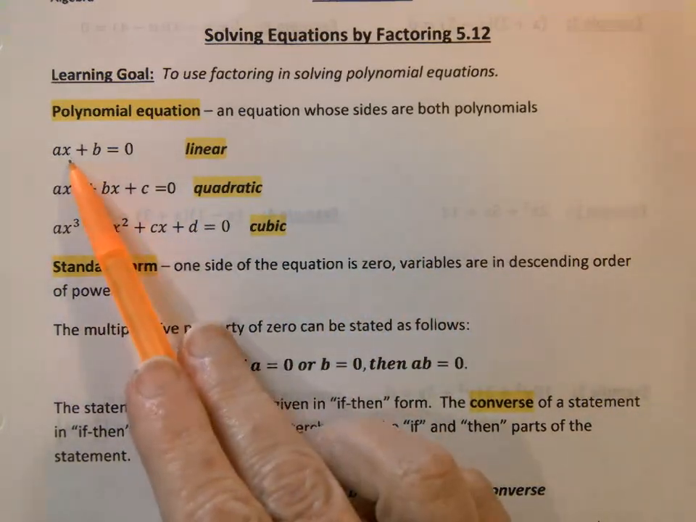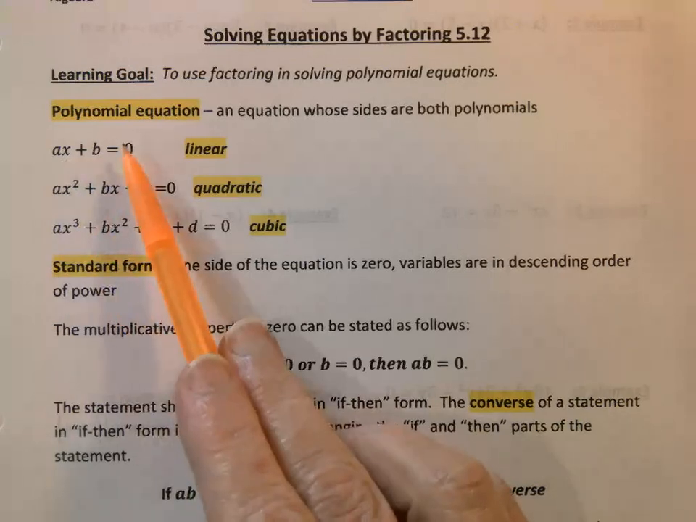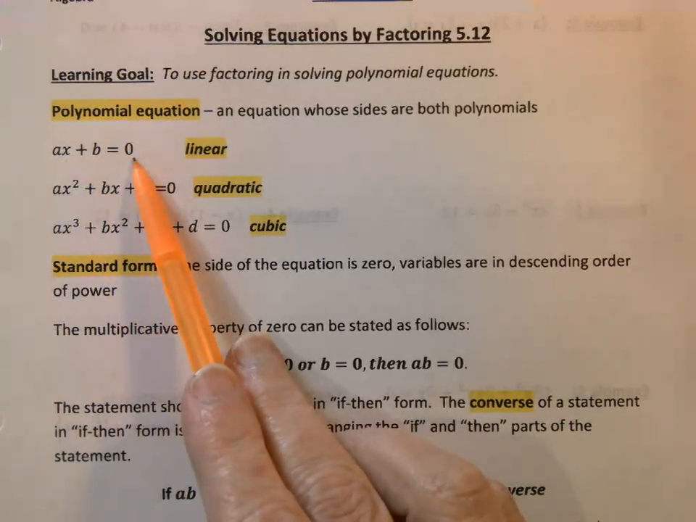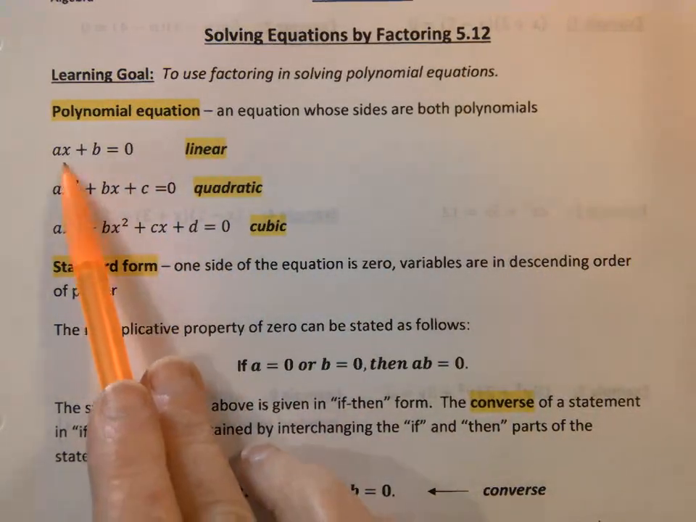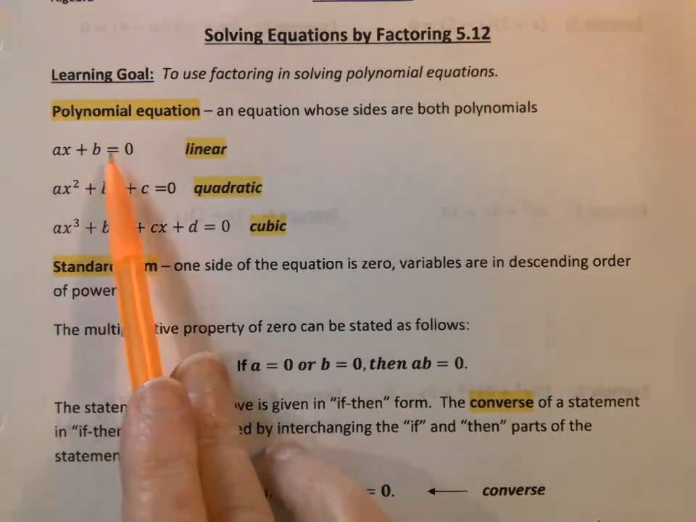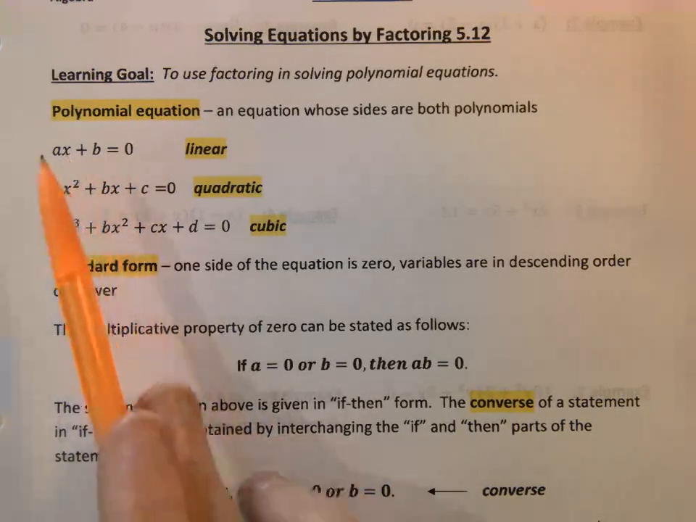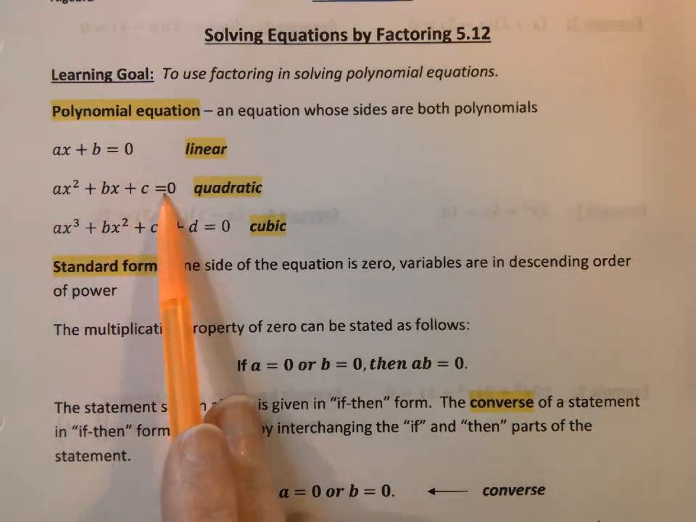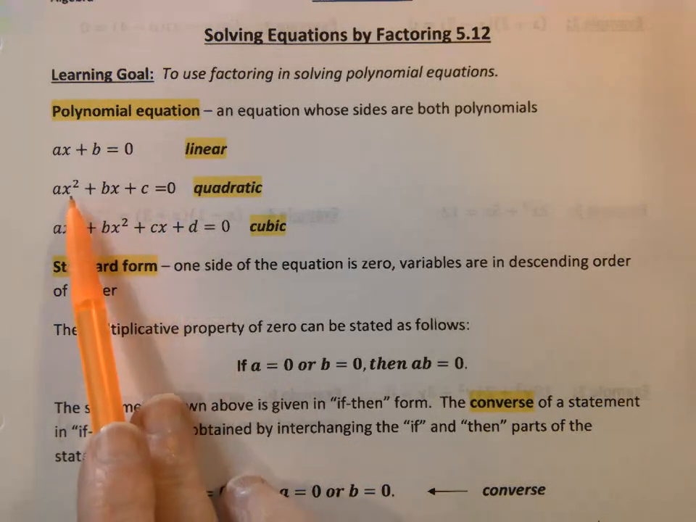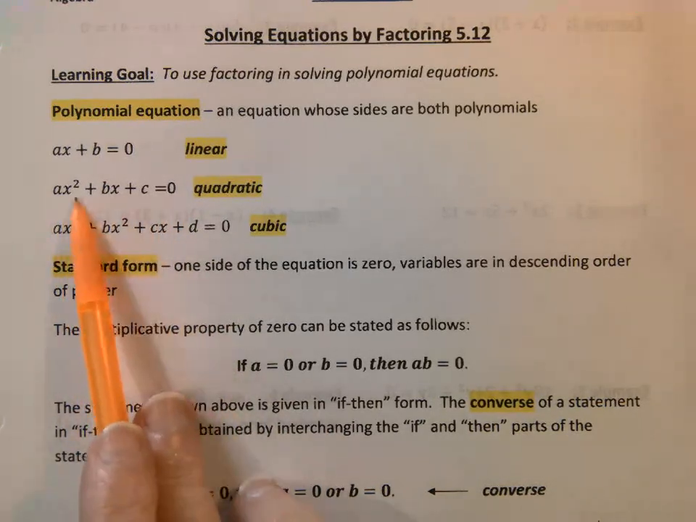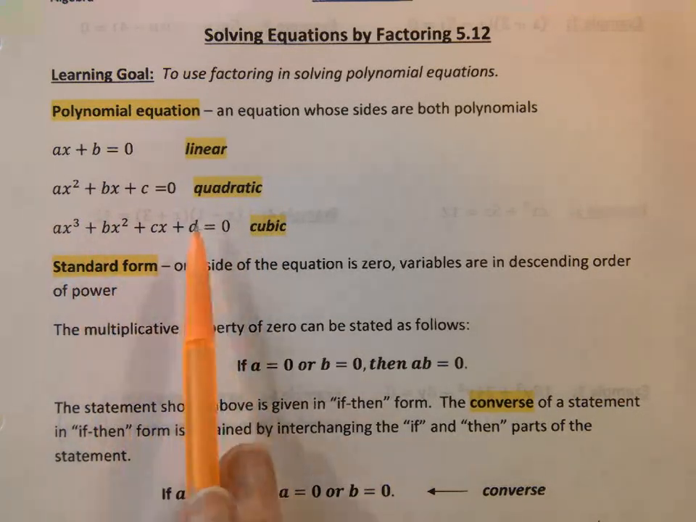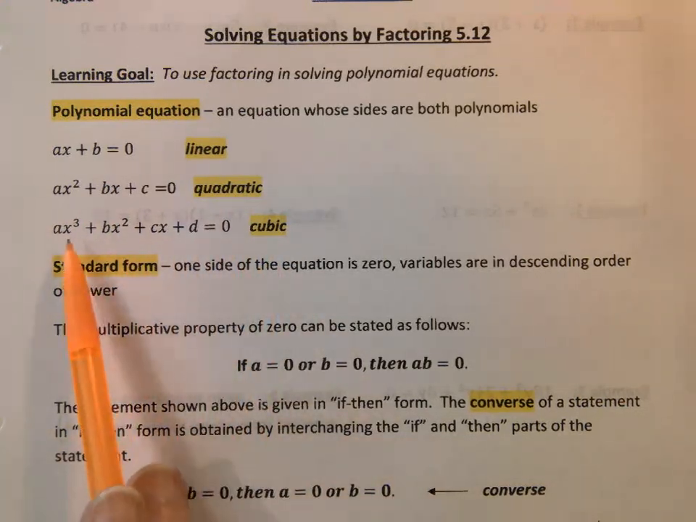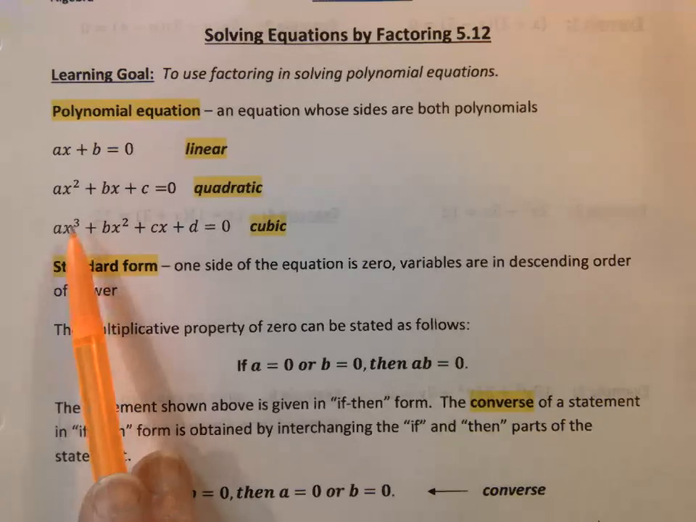So if we look here, this is a polynomial. This is technically a polynomial. 0 is a monomial, which is a type of polynomial. This is considered a linear equation because the highest exponent is 1. This is a quadratic equation because the highest exponent is 2. And usually when you have a trinomial, it'll be quadratic. This is considered to be a cubic equation because its highest exponent is 3.